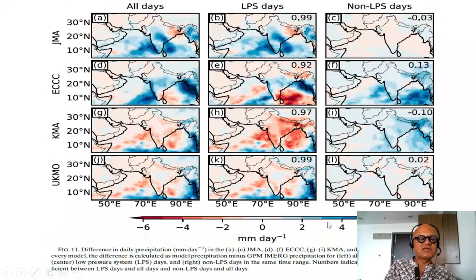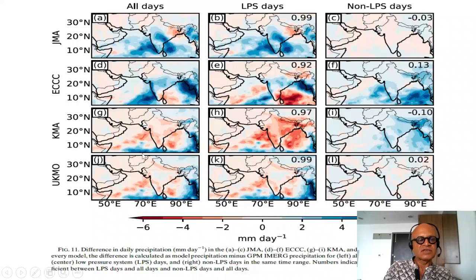So to look at the statistics, you look at things like this. You are looking at difference in daily precipitation in the JMA model, ECCC and KMA model, and the UK Met Office models. So there are multiple comparisons. For every model, the difference is calculated as model precipitation minus GPM, Global Precipitation Mission, precipitation estimates for all days.